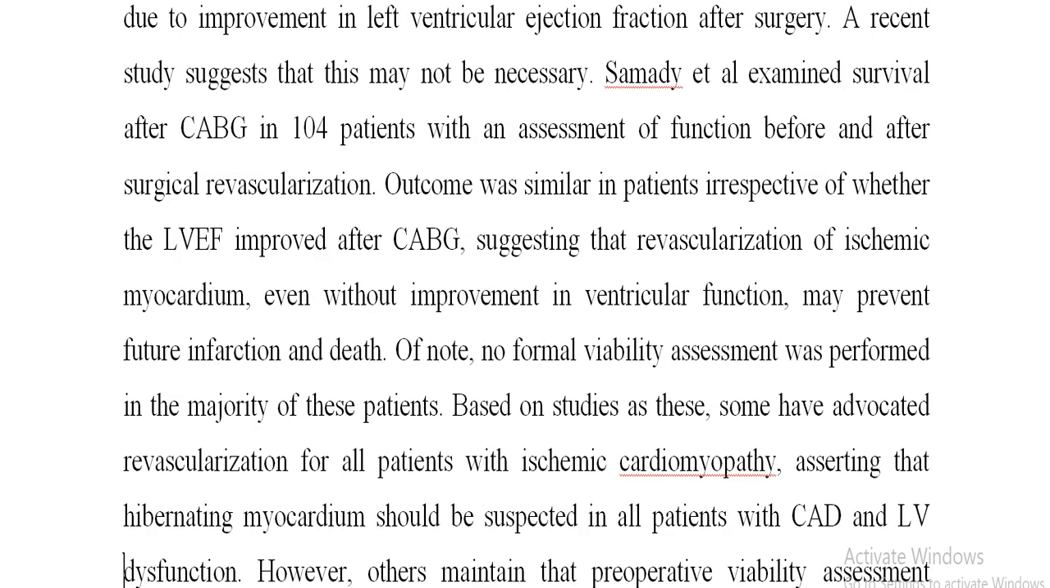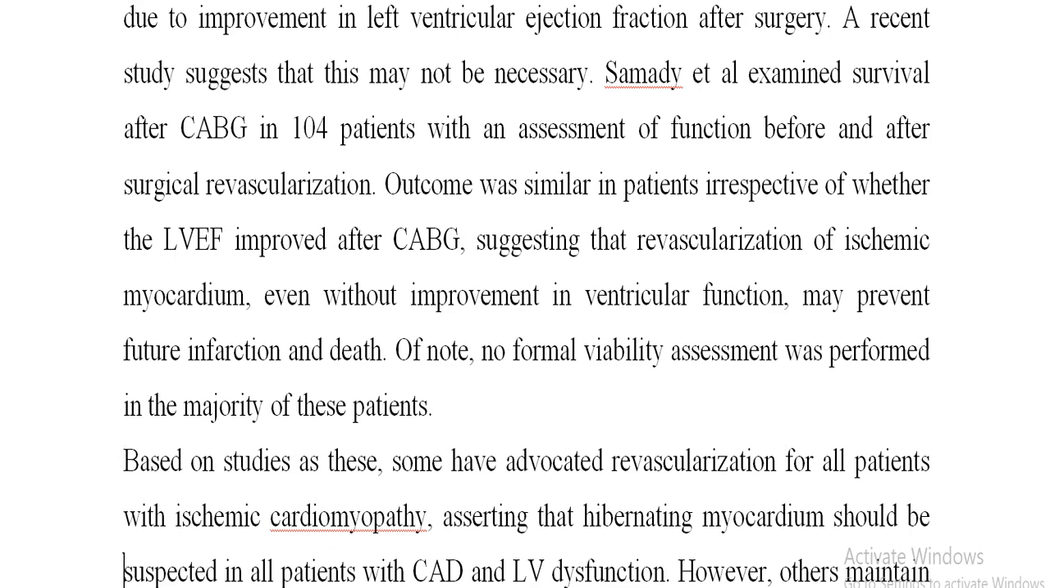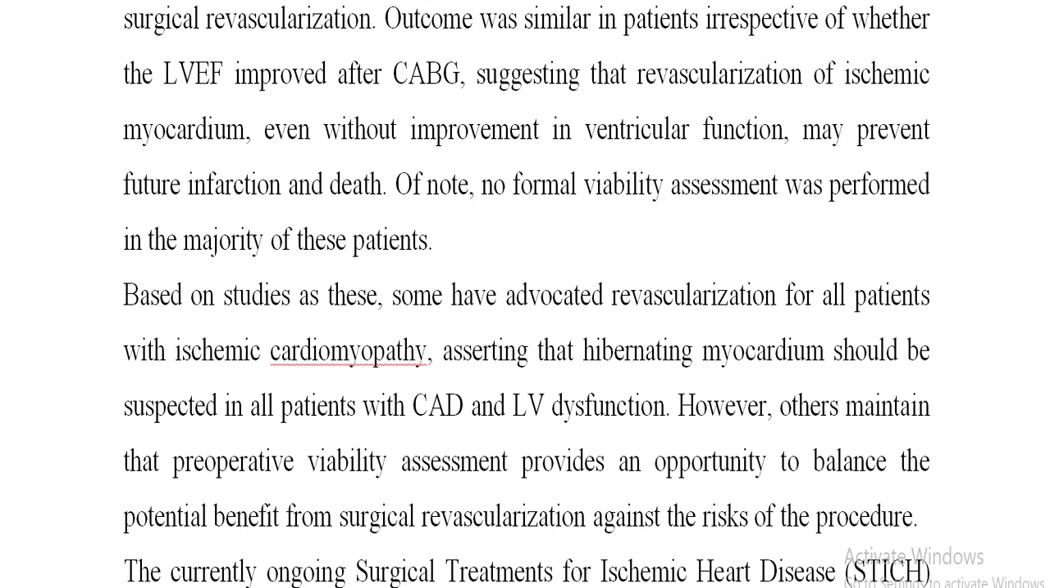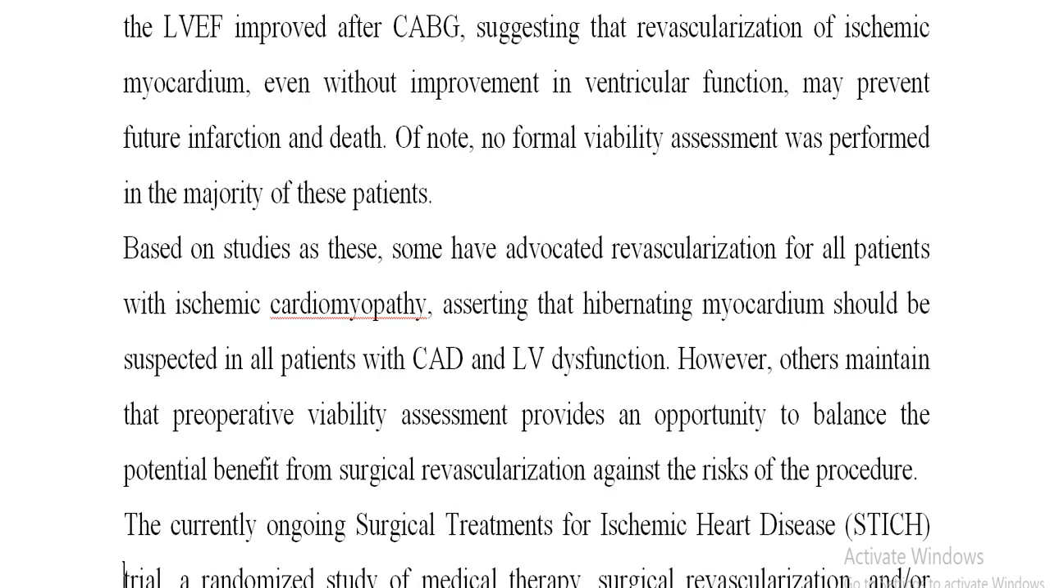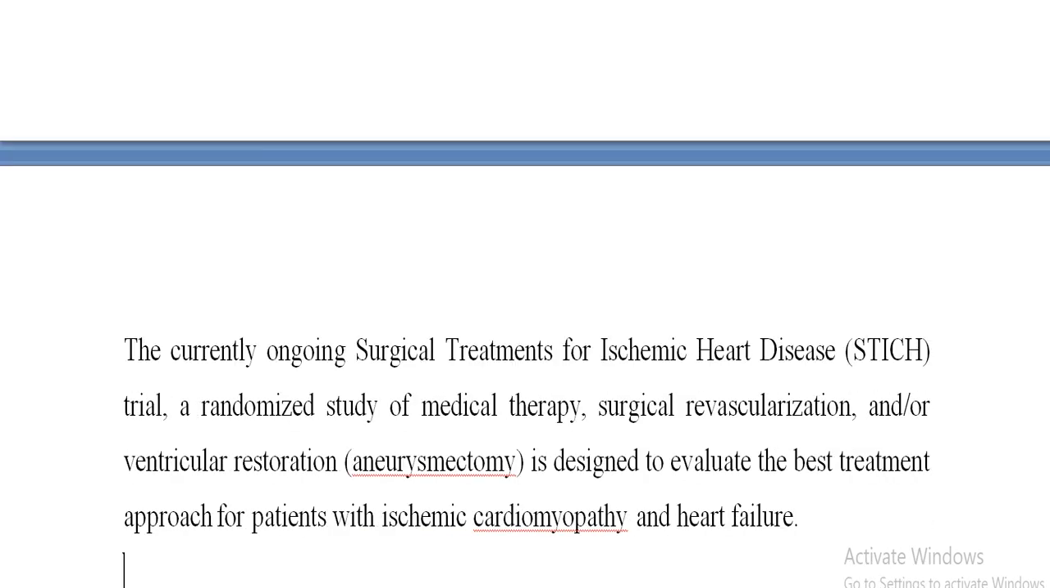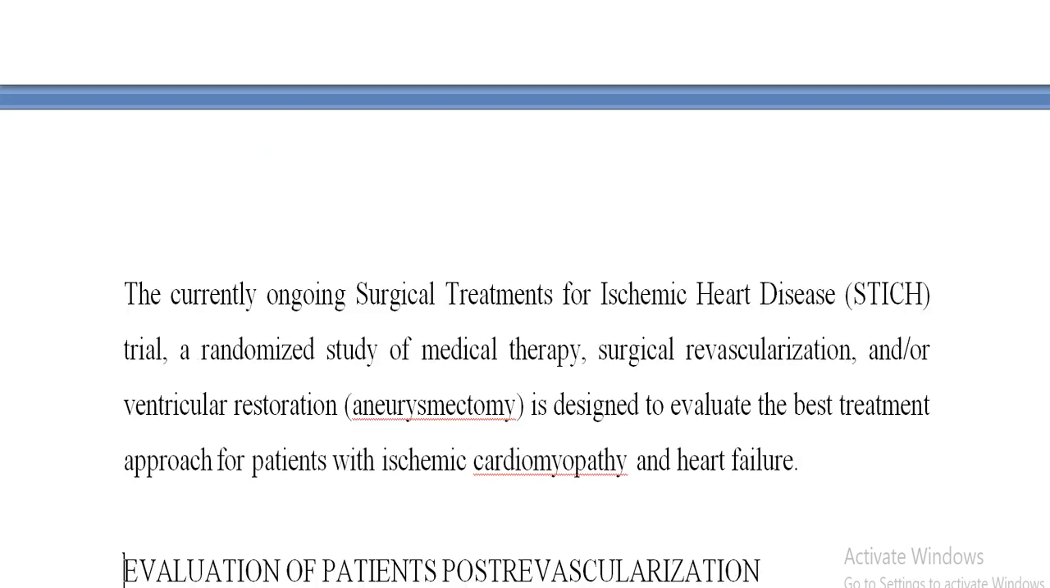Based on studies such as these, some have advocated revascularization for all patients with ischemic cardiomyopathy, asserting that hibernating myocardium should be suspected in all patients with CAD and LV dysfunction. However, others maintain that preoperative viability assessment provides an opportunity to balance the potential benefit from surgical revascularization against the risks of the procedure. The currently ongoing Surgical Treatment for Ischemic Heart Failure, STICH, trial, a randomized study of medical therapy, surgical revascularization, and/or ventricular restoration (aneurysmectomy), is designed to evaluate the best treatment approach for patients with ischemic cardiomyopathy and heart failure.